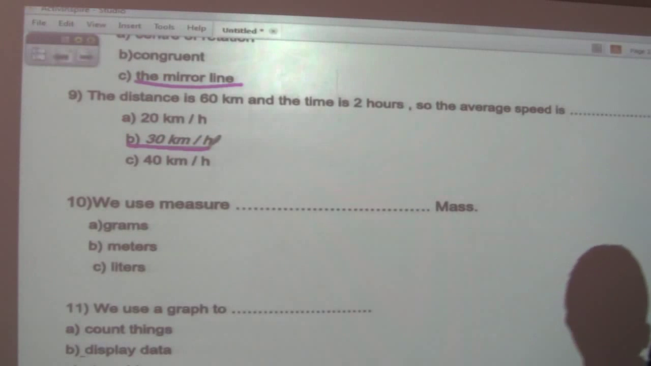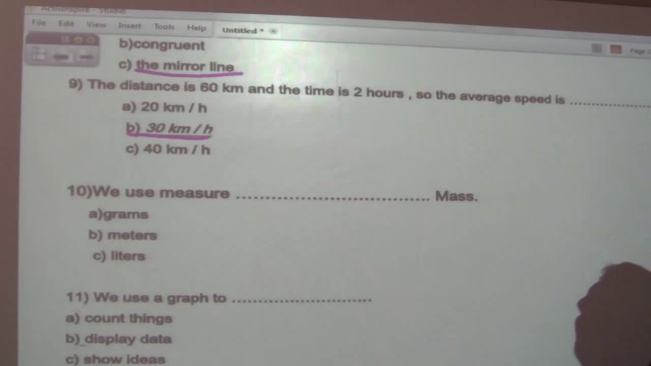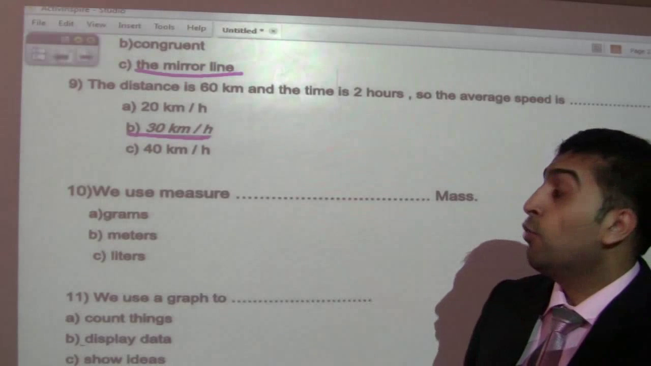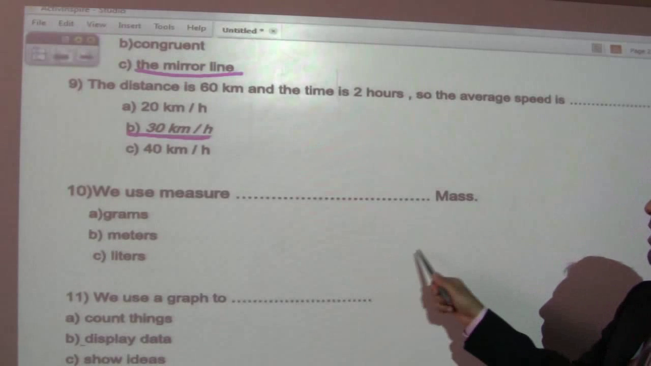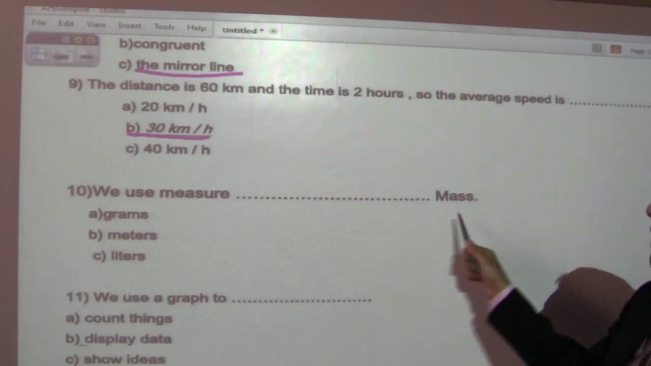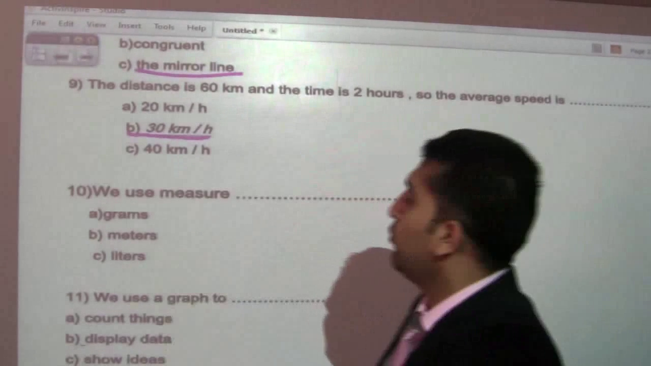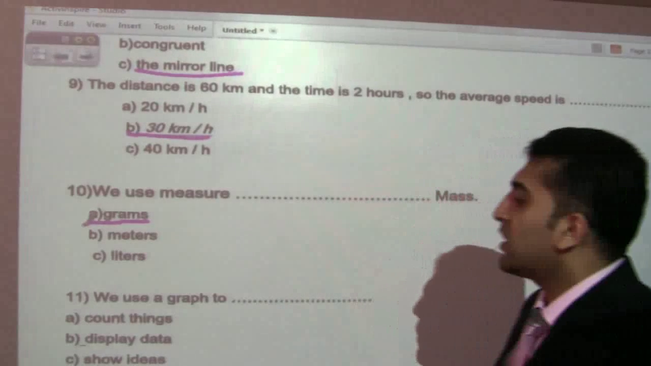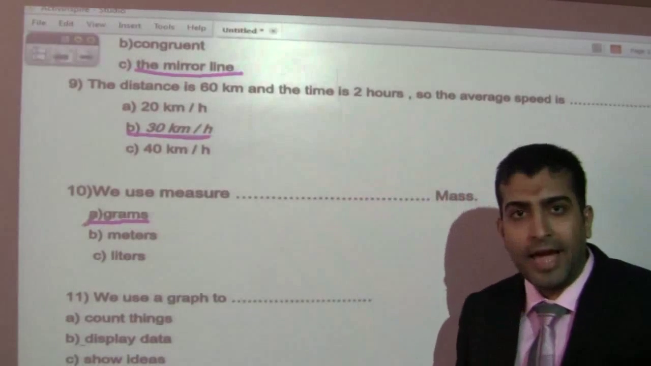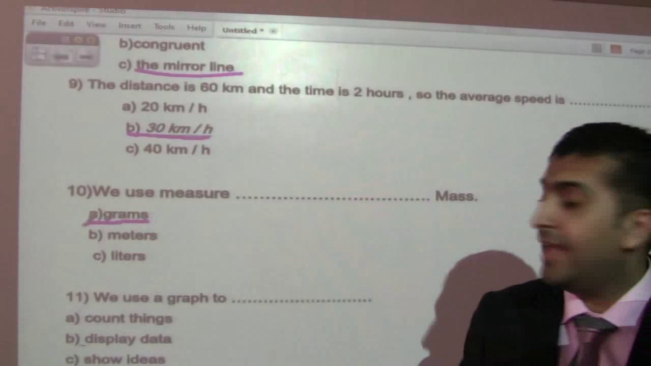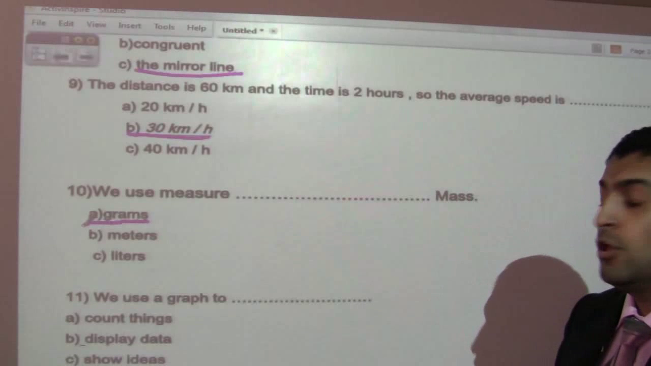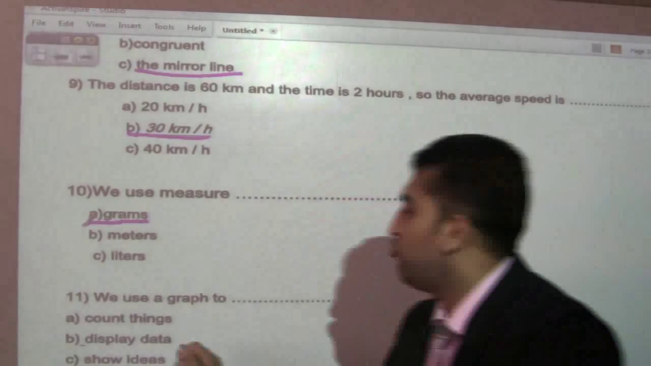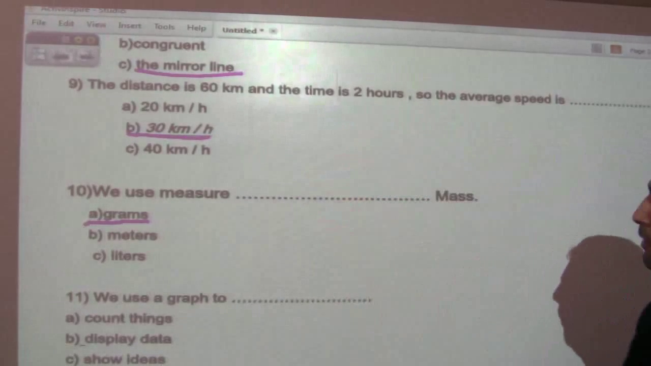Okay? Question number 10. We measure space mass. We use what? Grams. We use graph to count things, display data, or show ideas. We use graph to display data.